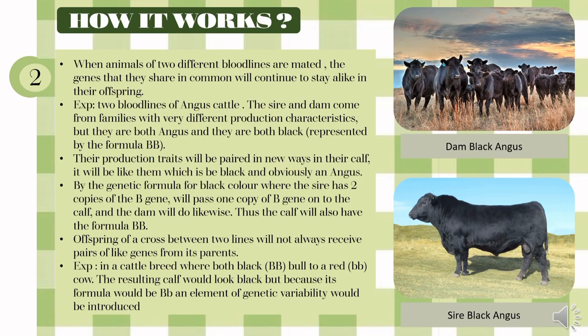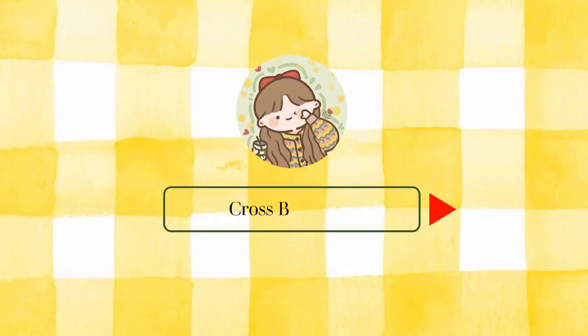The unique physical characteristics that make an Angus will be passed on in spite of the line crossing. The reason is illustrated by the genetic formula for black color. The sire, having two copies of the B gene, will pass one copy of the B gene onto the calf, and the dam will do likewise. Thus, the calf will also have the formula BB. However, because there are differences between each bloodline, the offspring of a cross between two lines will not always receive pairs of like genes from its parents.